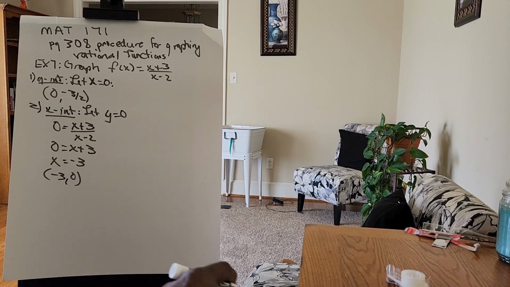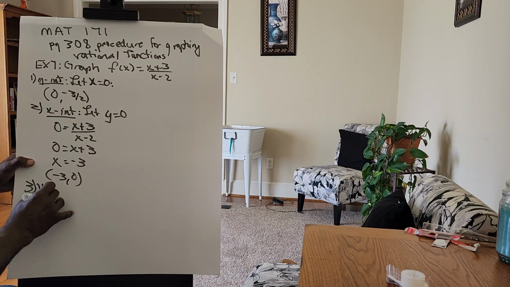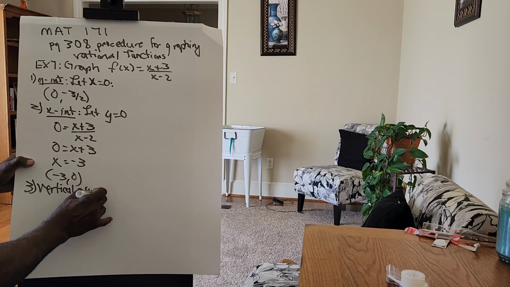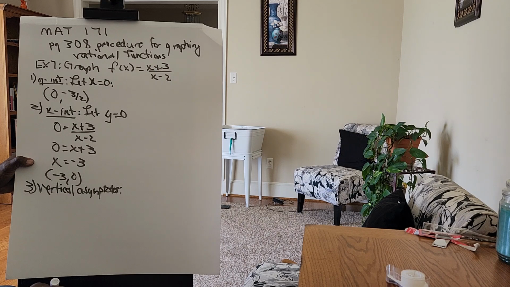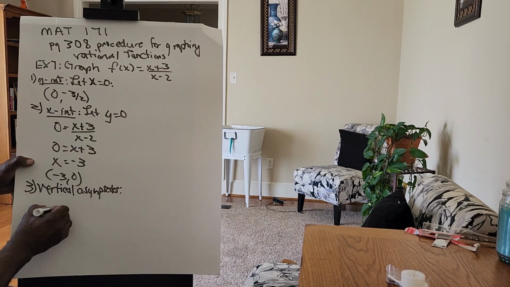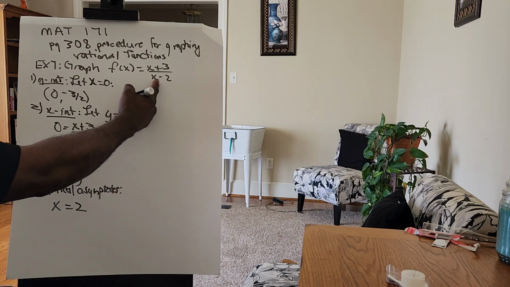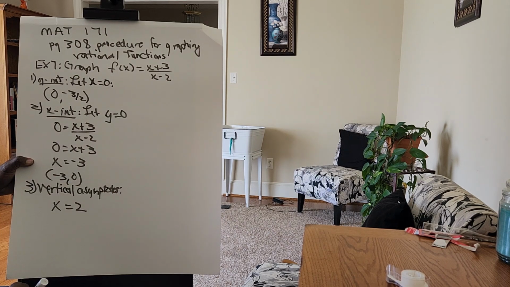Then they say identify any vertical asymptotes. Vertical asymptotes. Since the numerator and denominator don't have any common factors, the vertical asymptotes will be exactly where your denominator is 0. So x equals 2 would be your vertical asymptote, because 2 minus 2 would make a 0 here. So x equals 2 would be the only vertical asymptote.